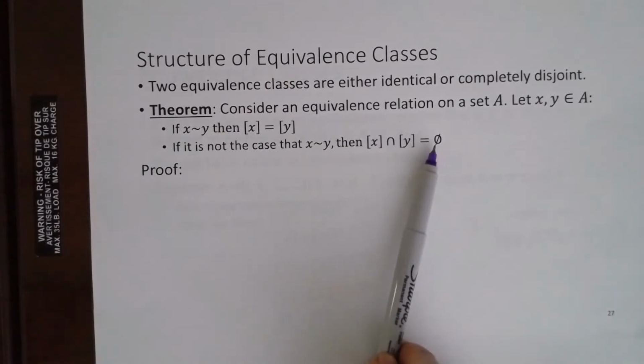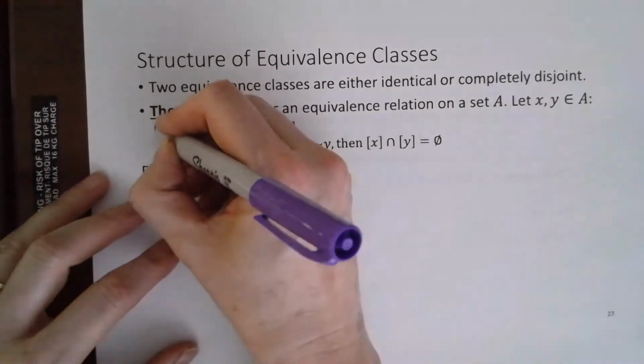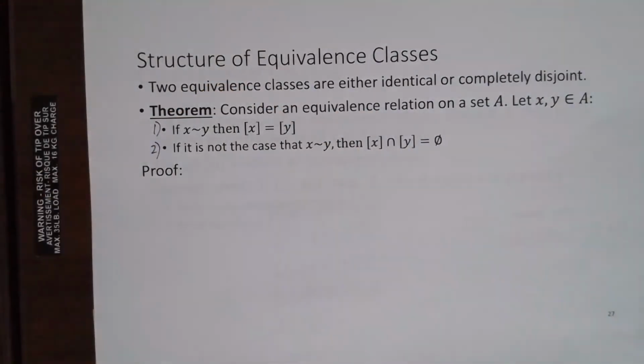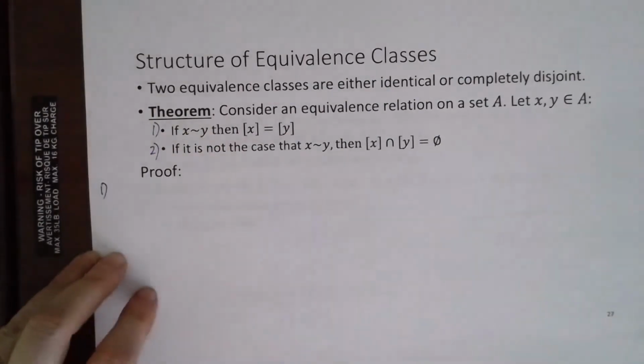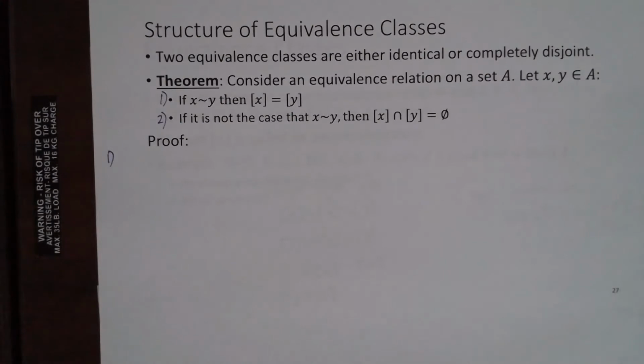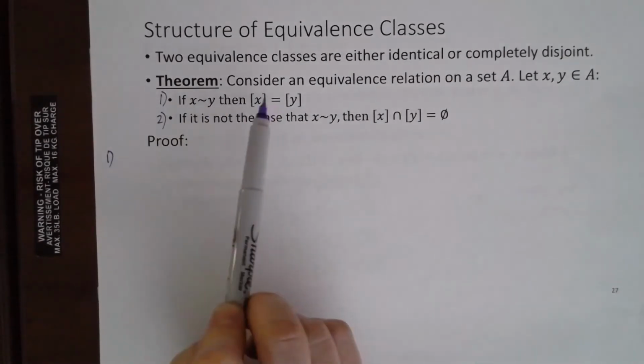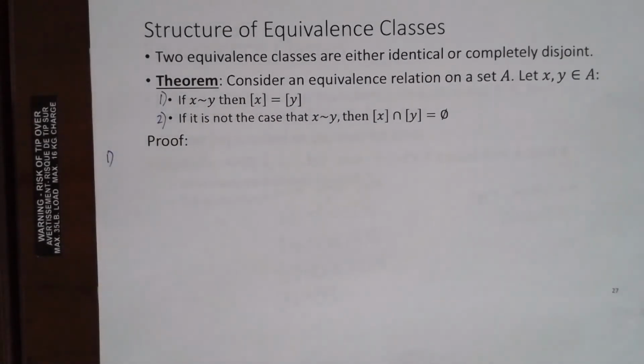So to prove this, we've got two things that we have to prove: statement number 1 and statement number 2. For statement number 1, we'll use a direct proof. I'll probably try to do half and half so we can fit it all on the board. The first thing that we need to prove is that if X and Y are related, then their equivalence classes have to be exactly the same.